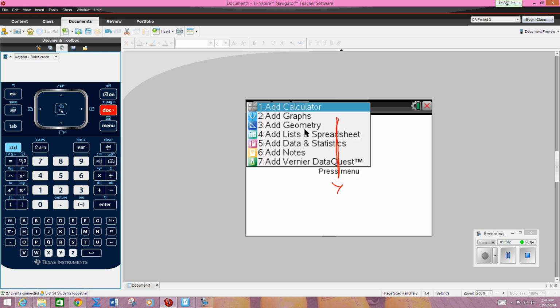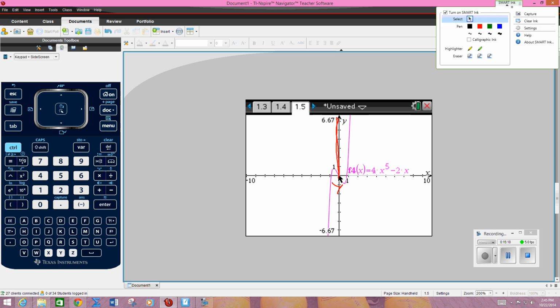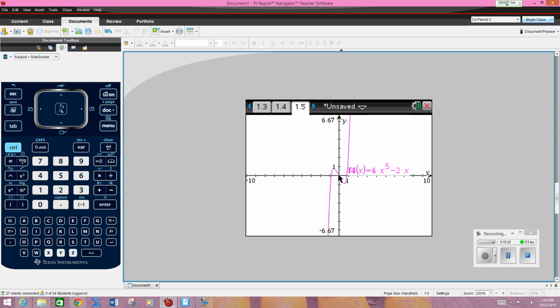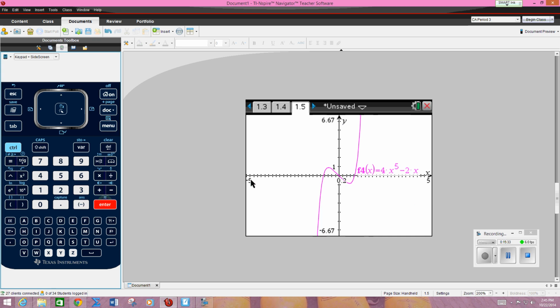And then the next one, whoops, went the wrong way. Oh, there we go. There's the next one. 4x to the fifth minus 2x. And so this one is an odd. You could spread it out a little bit and change these dimensions if you wanted to, so that you can widen this up a little bit. And so there we go.